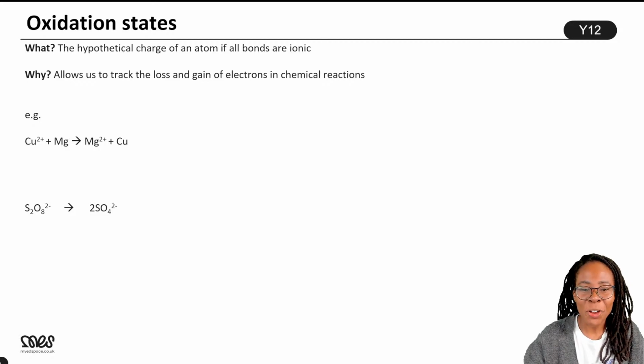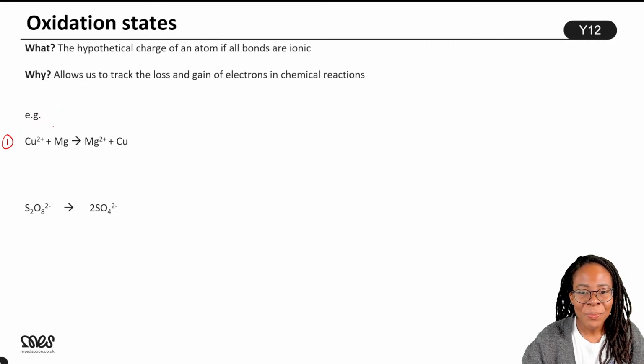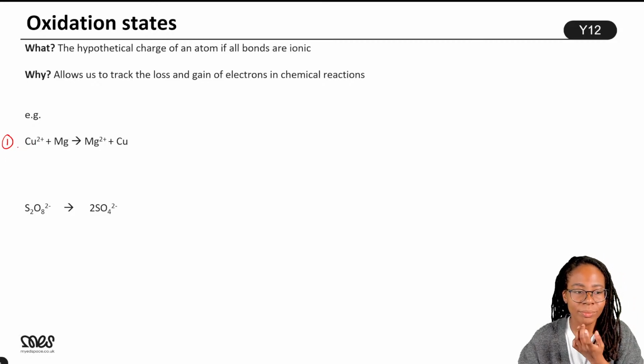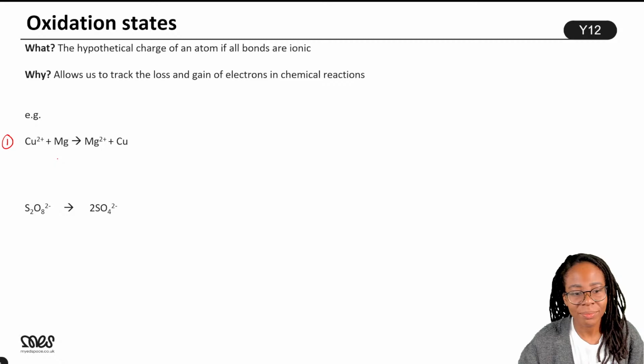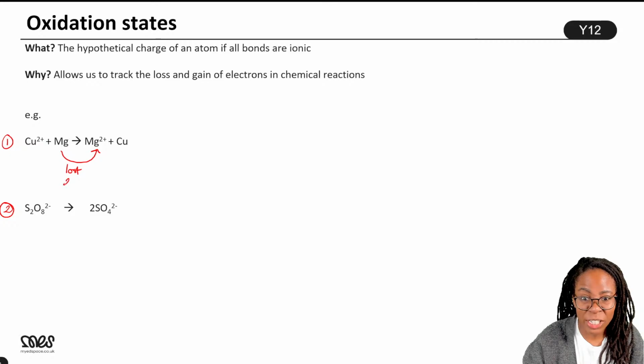So if we look at this first equation up here at the top, what species has lost electrons? What species has lost electrons in this first equation? Absolutely, Michael. The magnesium has lost electrons, specifically 2 electrons, and then the copper 2 plus has clearly then gained those 2 electrons.